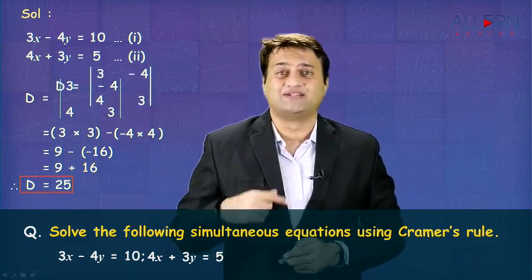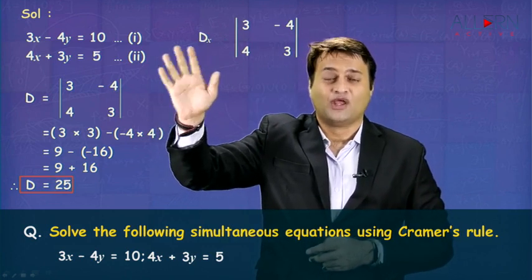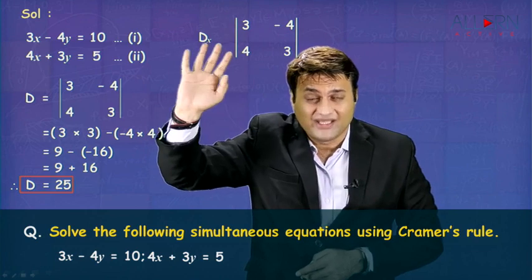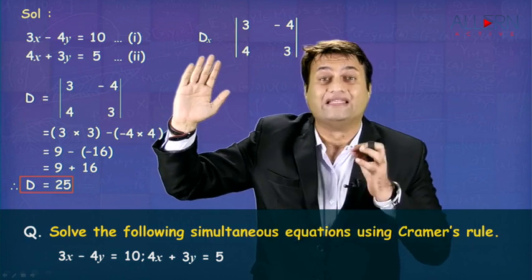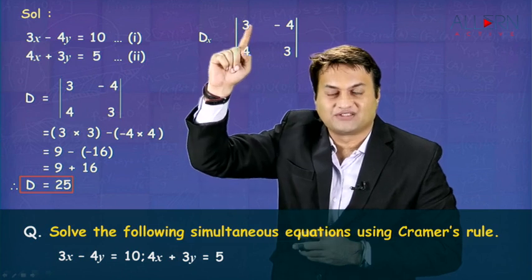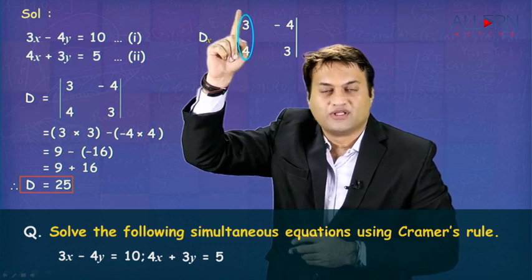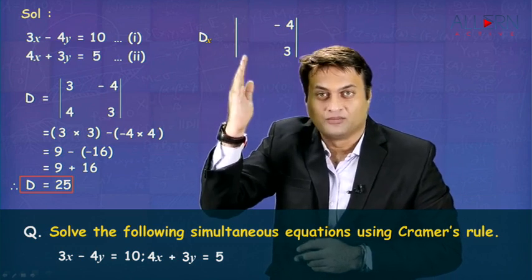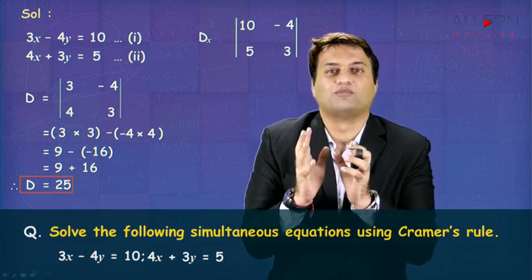After D, the next determinant that we need to form is something called dx. Now, how to form dx? This is your D, right? 3, 4, minus 4, 3. Dx meaning determinant of x, but for our understanding, we will call it delete x. Delete x meaning the coefficients of x which are there in the first column, we need to delete them. Okay? So, this 3, 4, we need to delete. So, first column is empty now. So, in the first column, we need to write the constant terms, that is 10 and 5. So, this is how you form dx.